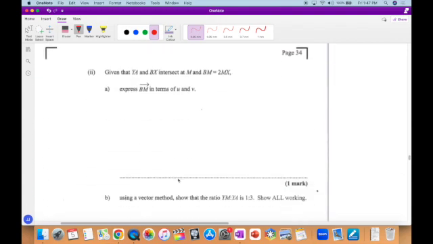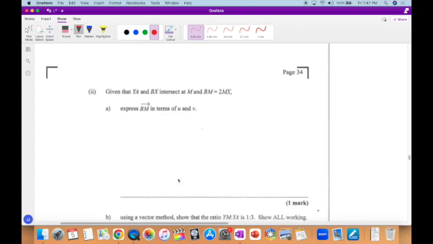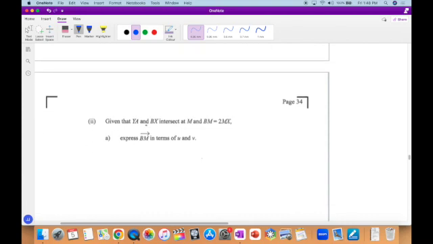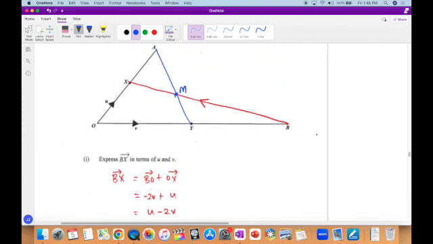Given that YA and BX intercept at M and... Alright, let's just take it one step at a time. What are they telling us here? YA is this, and BX intersect at M. Is that what they're saying? YA and BX intercept at M, and BM is equal to 2MX.